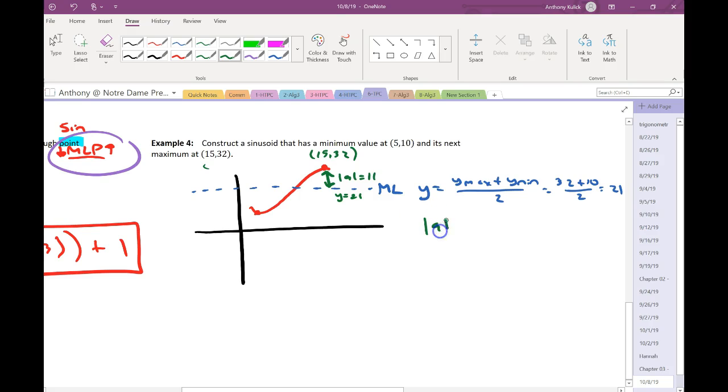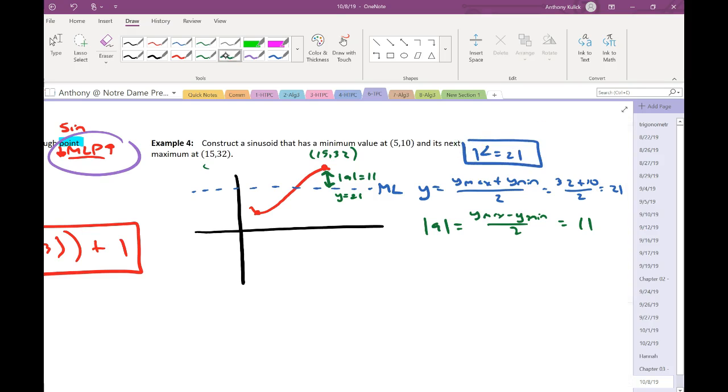Alternatively, you could also say that you could do y max minus y min divided by 2. If you don't like doing visual, if you'd rather just use a formula, that's okay too. You'll get 11 that way as well. So we figured out now that k is 21. We know that the absolute value of a is 11. We still need to figure out the sign on a, whether it should be positive or negative 11. We'll figure that out in a moment.